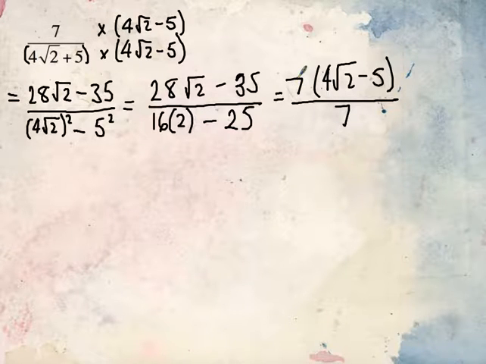Now you can see I've got this common factor of 7 in the numerator and denominator, so I just get left with dividing through top and bottom by 7, we get 4 root 2 minus 5.